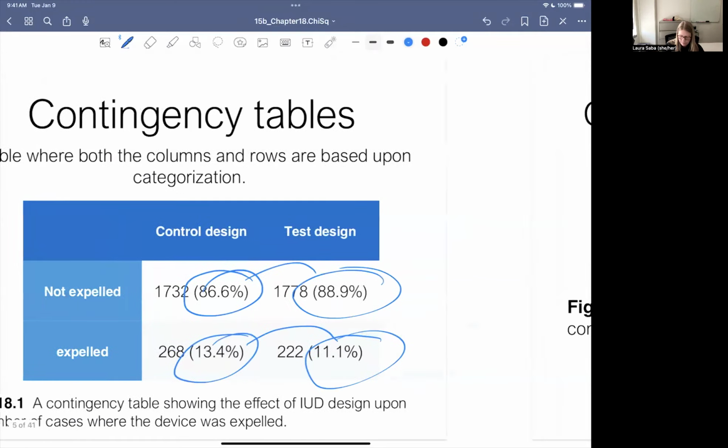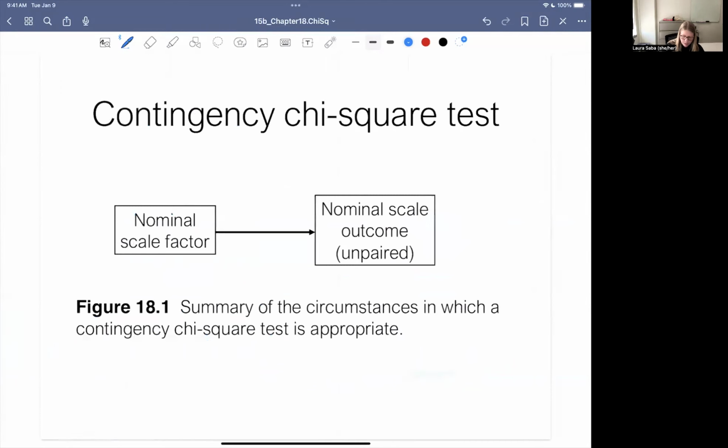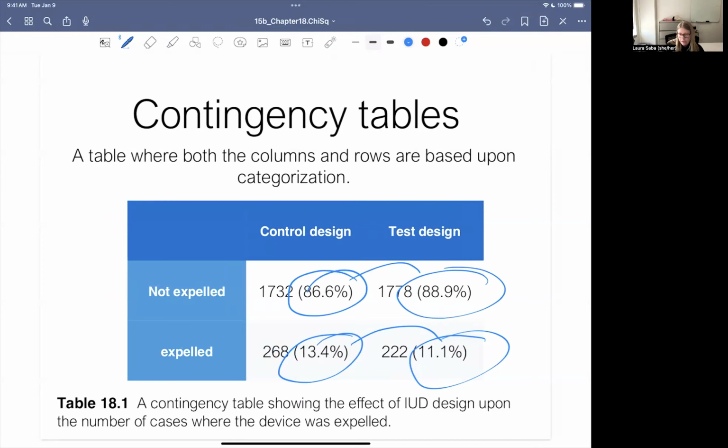In a contingency chi-square test, we have a nominal scale factor as our predictor and a nominal scale outcome. So our predictor here is the design of the IUD, and this is our outcome: expelled or not expelled.